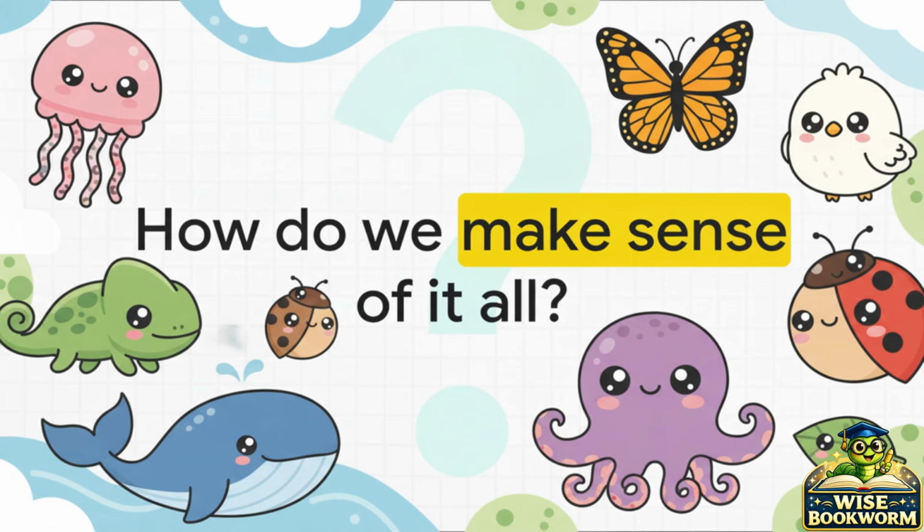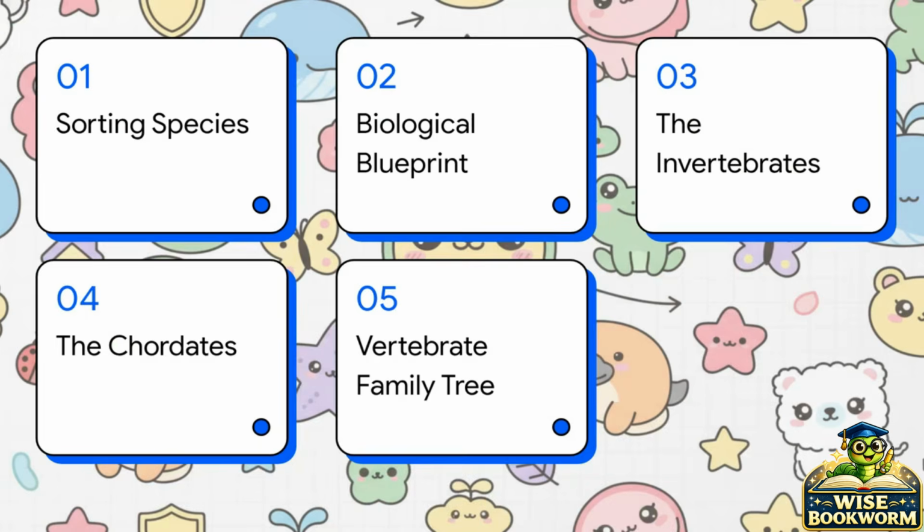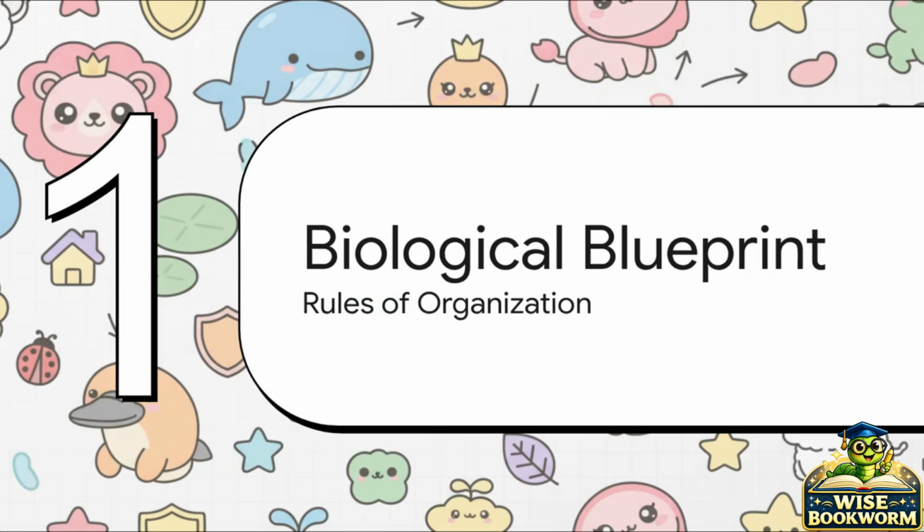Well, the secret actually lies in finding common fundamental features. That way, we can assign a proper, systematic position to any newly described species we might stumble across. Here is how we're going to break it down today. First, sorting 1 million species. Then, the biological blueprint, followed by the world of invertebrates, introducing the chordates, and finally, the vertebrate family tree. Let's get into it.